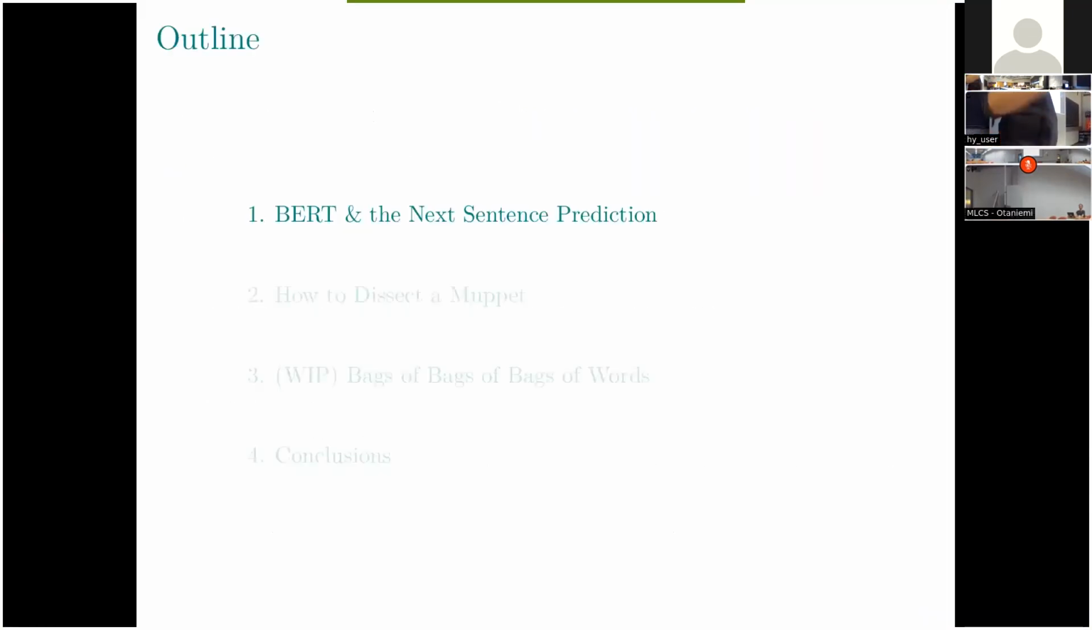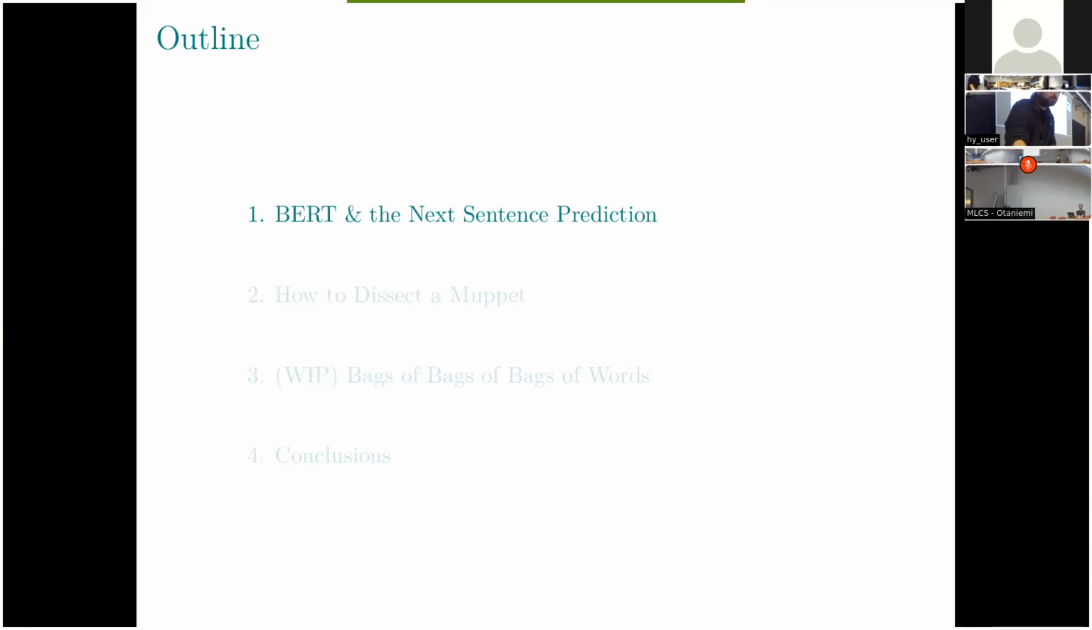Okay, so let me start perhaps a bit less intimidatingly than with pure linear algebra. I'll just be starting by giving you a couple of facts about BERT, the pre-trained language model, which I suppose most of you should be familiar with, but a few refresher might be useful, and especially looking at the next sentence prediction objective that we use to train this model.